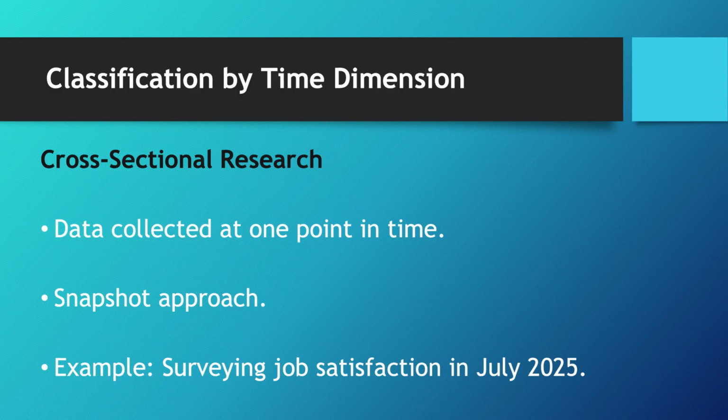An example is if you are taking a survey for job satisfaction in July 2025, among, let's say, workers in Tesla. That is an example of cross-sectional research. Or maybe workers of any university in the world. That's an example of a cross-sectional research.